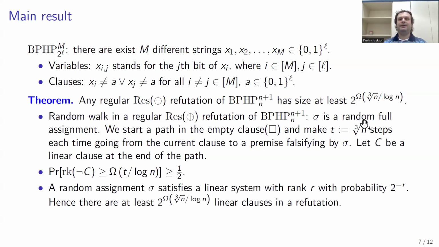Then we note that a random assignment satisfies a linear system of rank r with probability exactly 2 to the minus r. We also know that sigma satisfies the negation of C. Hence, C can be the end of the path with exponentially small probability, for each particular C. Hence, there should be exponentially many such clauses C. In the proof of the lower bound, we consider the set of axioms.